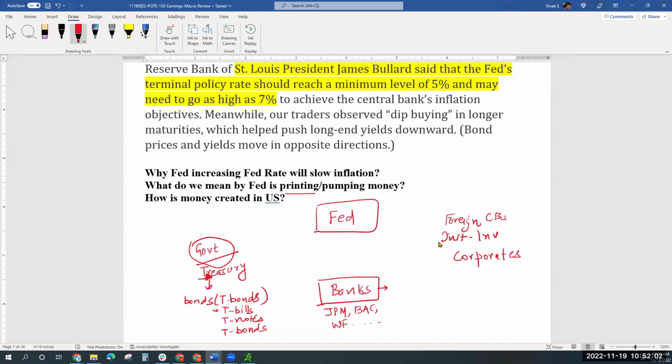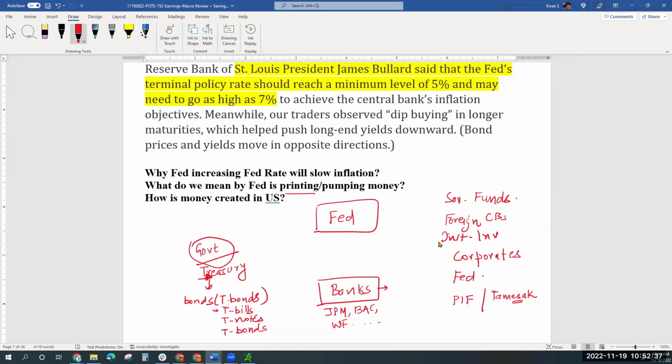And now we have seen in the past few years, one of the biggest players is our own Fed. Right? There are foreign central banks. There are sovereign wealth funds, right? If you look at Saudi's funds, they have the PIF, Public Investment Fund. Singapore has Temasek. Similarly, many countries have their sovereign wealth funds. They buy Treasury bonds, right?